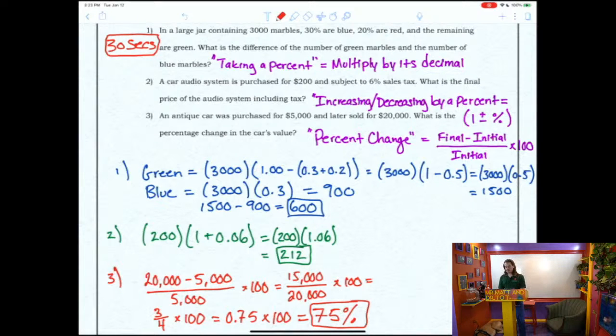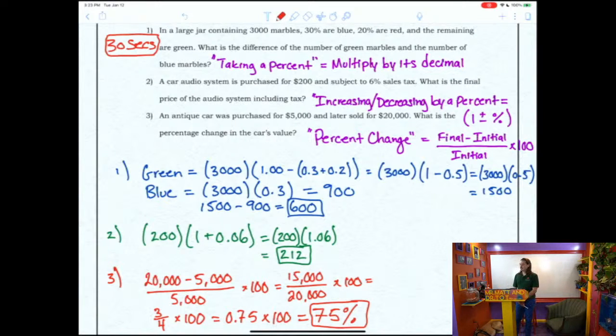So 1 plus 0.06 is 1.06. 200 times 1.06 will give us a total cost of $212, which is the answer to number two.